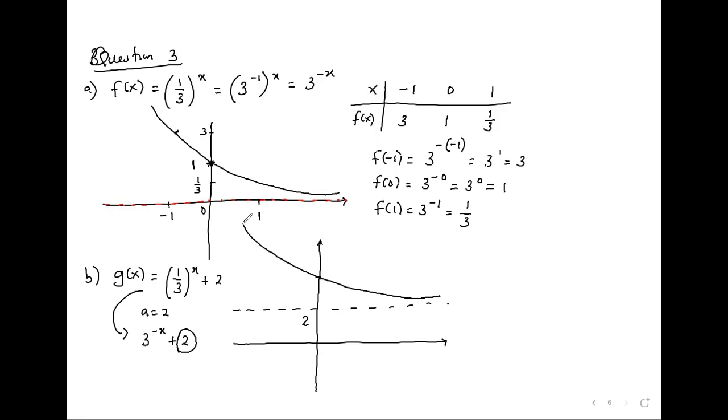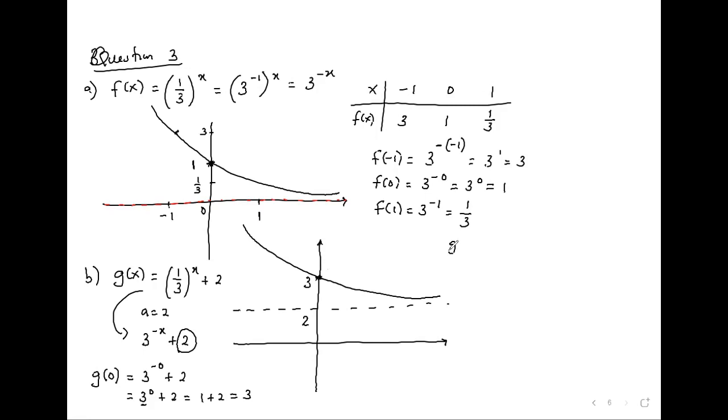So now I need to find the y-intercept. By substituting where there is x, you take 0. So we'll have 3 to the power negative 0 plus 2. But this is 3 to the power 0 plus 2, and 3 to the power 0 is 1. So we have 1 plus 2, which is equal to 3. The asymptote is 2, and the shape comes out like that.